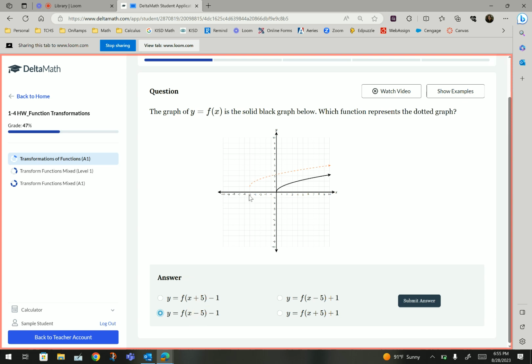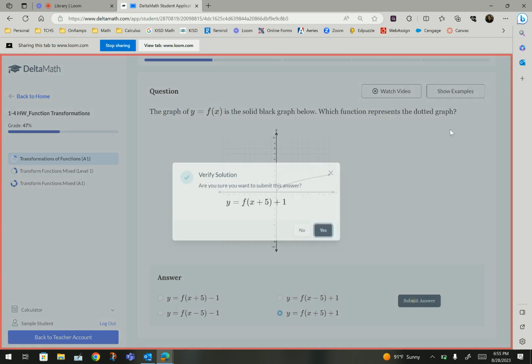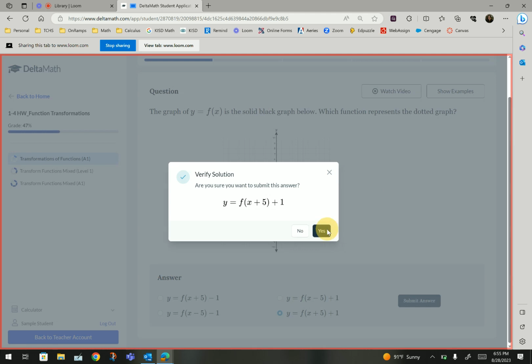So we already established that we had to go left 5, so it was either going to be this answer or this answer. Because we went up 1, we're going to choose this as the answer because up 1 is +1. That's up 1 means +1. So you do exactly what the outside says. So I'm going to submit this answer and practice another one.